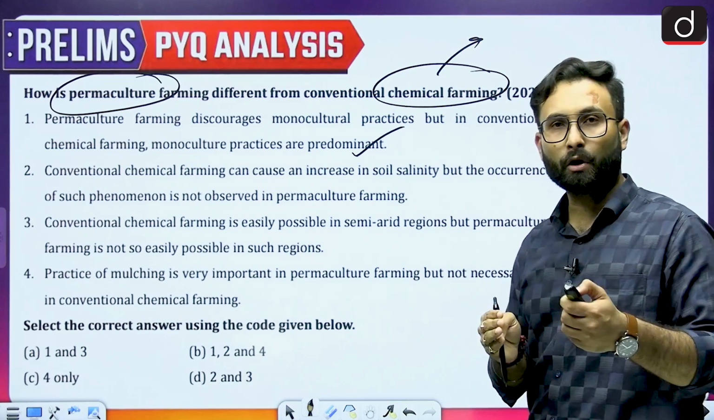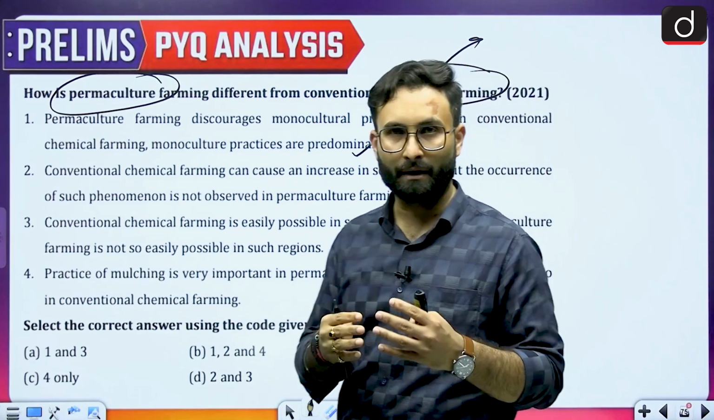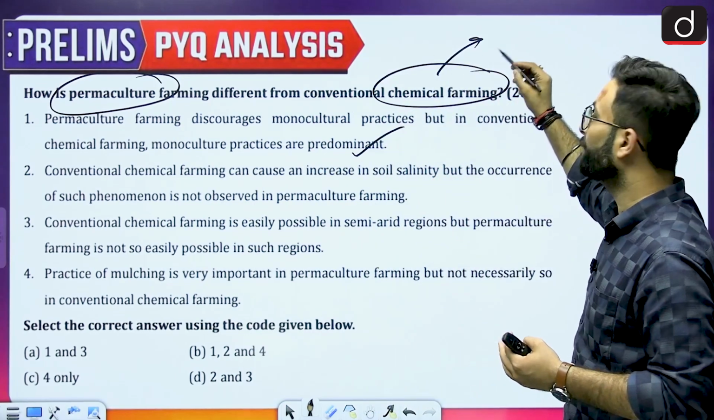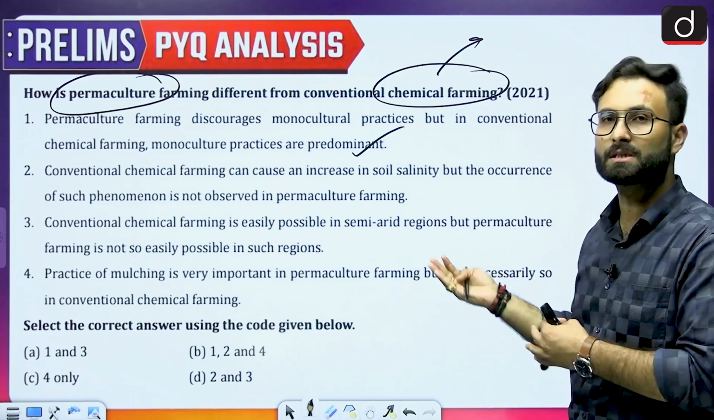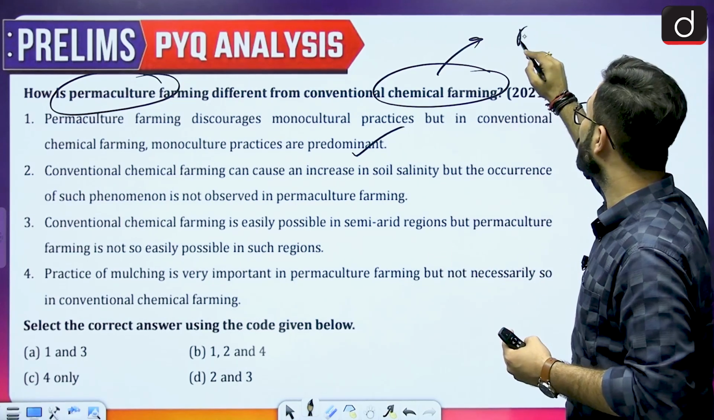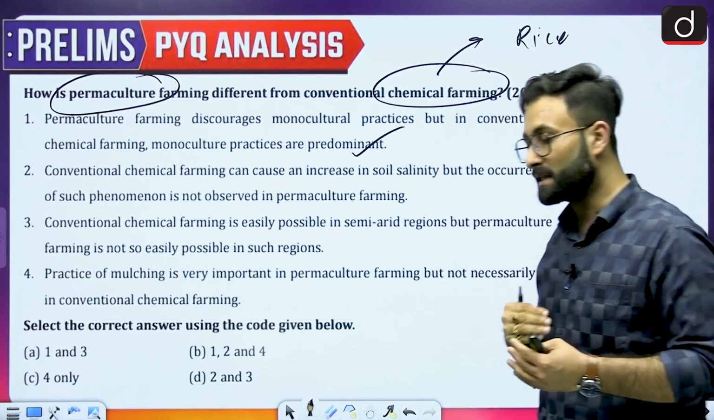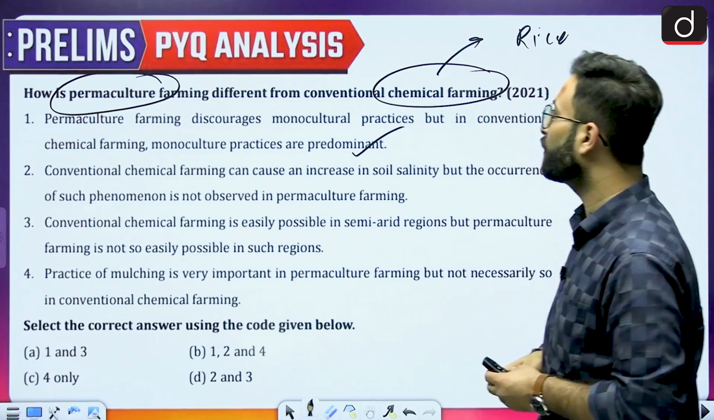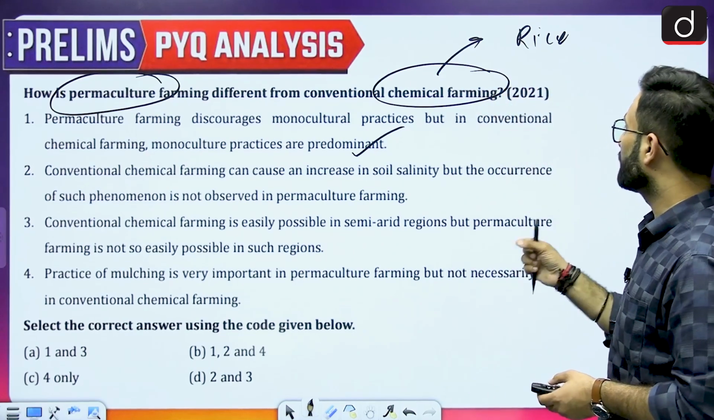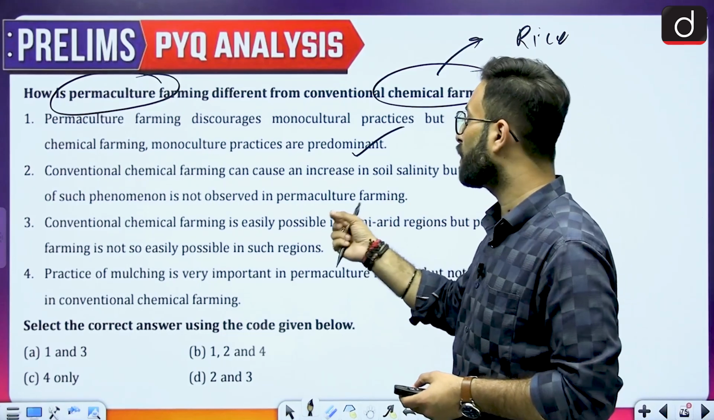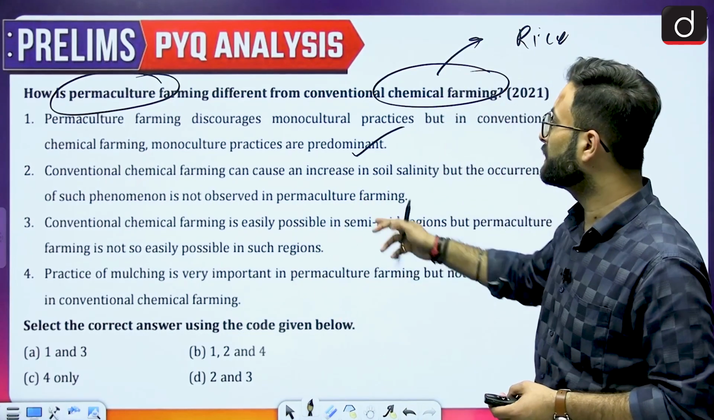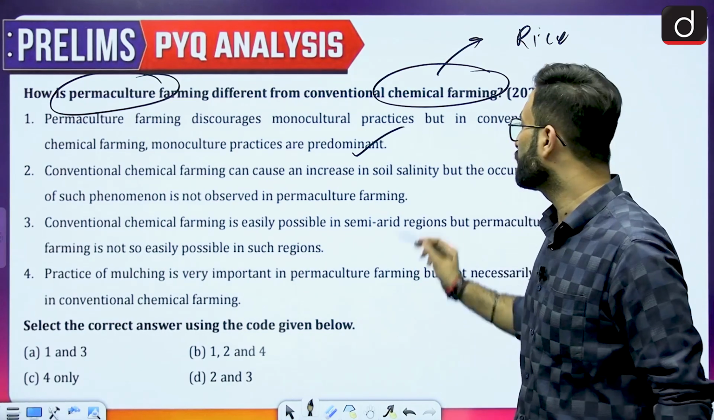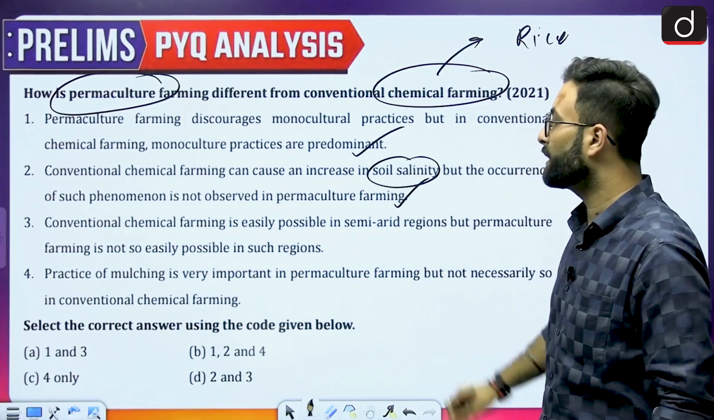Now this is correct. When we talk about permaculture, we are going for intercropping, mixed cropping. But when we talk about conventional chemical farming, you know that during the green revolution we used this kind of farming, and that is why the production of rice and wheat has shot up. It has increased because we are going for monoculture. So that is correct. Conventional chemical farming can cause an increase in soil salinity, but such a phenomenon is not observed in permaculture. Obviously we are using chemicals and fertilizer, so the soil salinity will be increasing. So this statement is also correct.